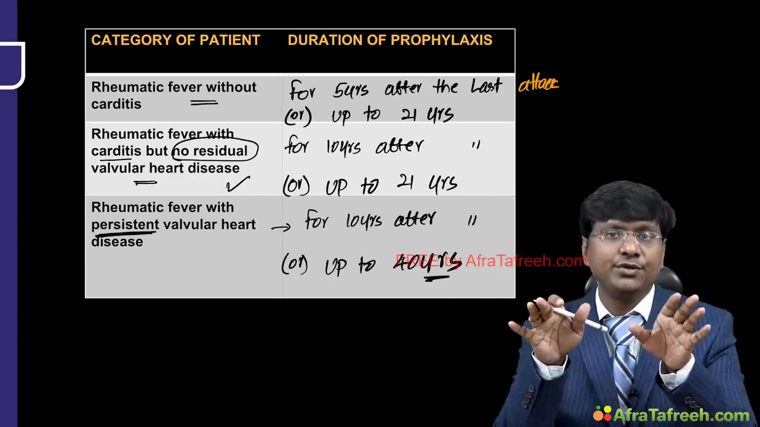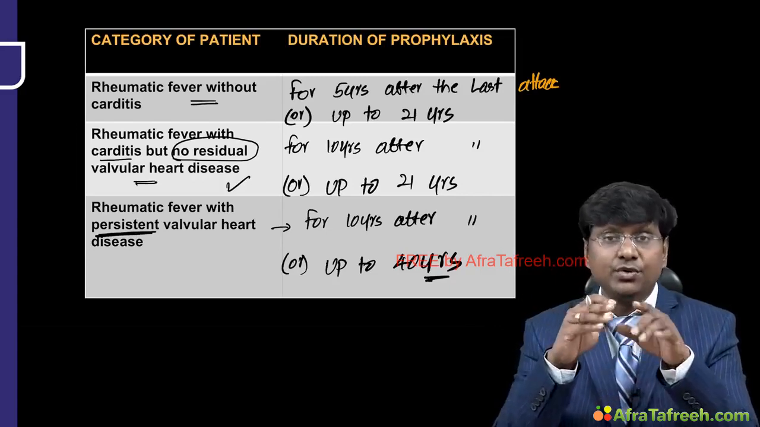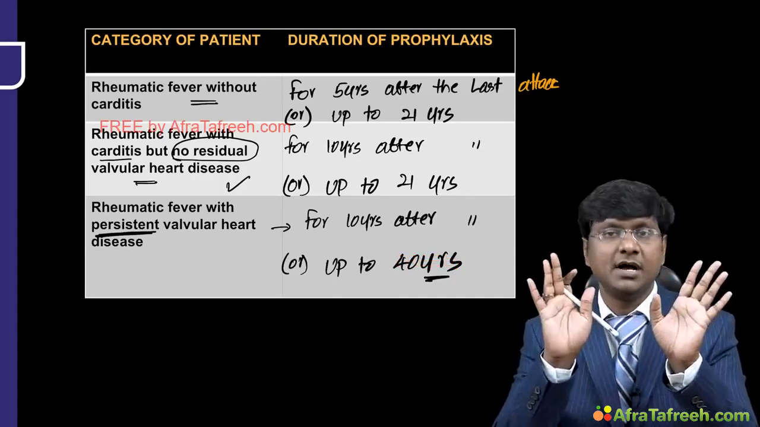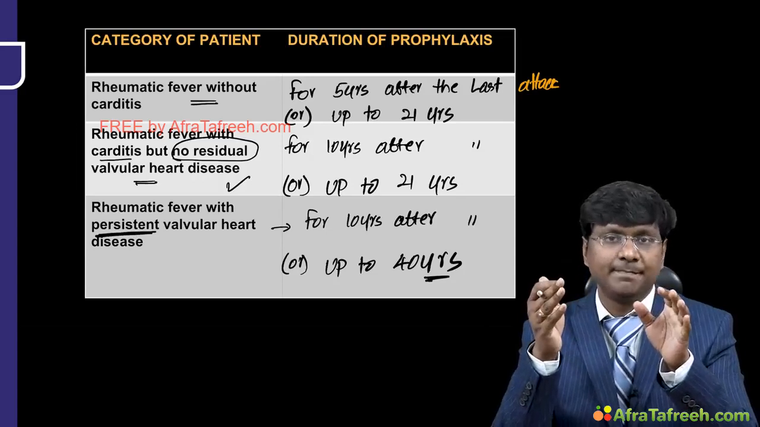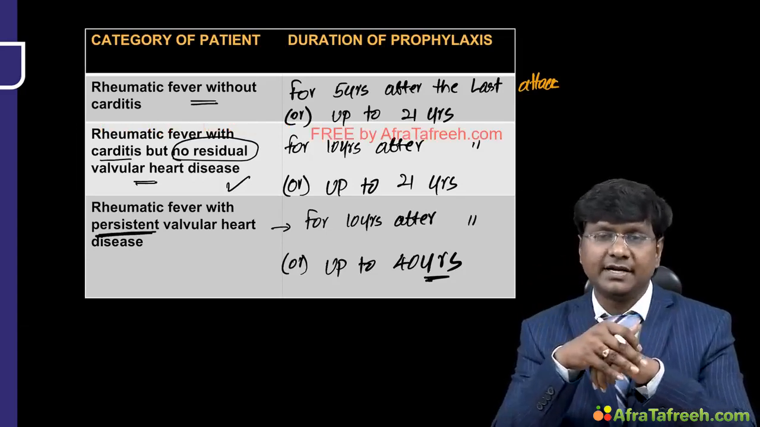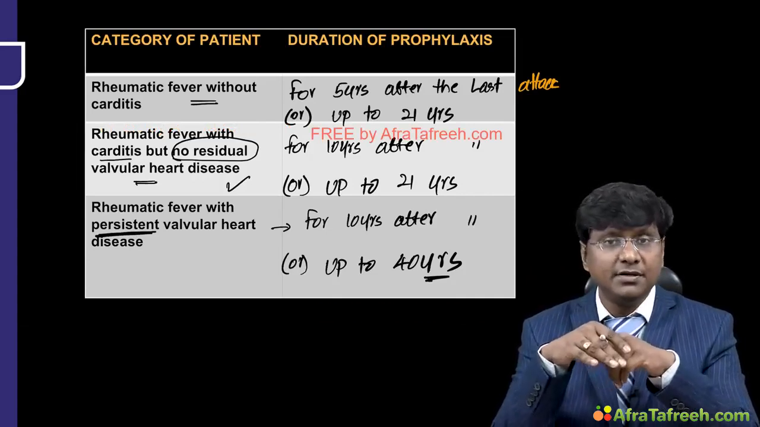Then lastly, you need to know that drug of choice for arthritis will be salicylates, and you need to know how to treat the chorea depending upon the severity. Mild cases, just calm environment. Moderate cases, carbamazepine or sodium valproate, right? And in severe cases, steroids. Refractory cases, intravenous immunoglobulin. And you need to know what should be the duration of the prophylaxis.